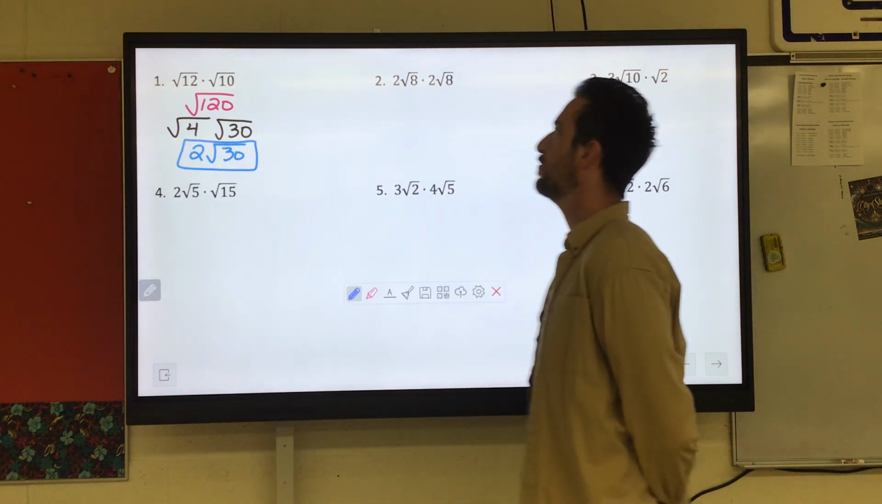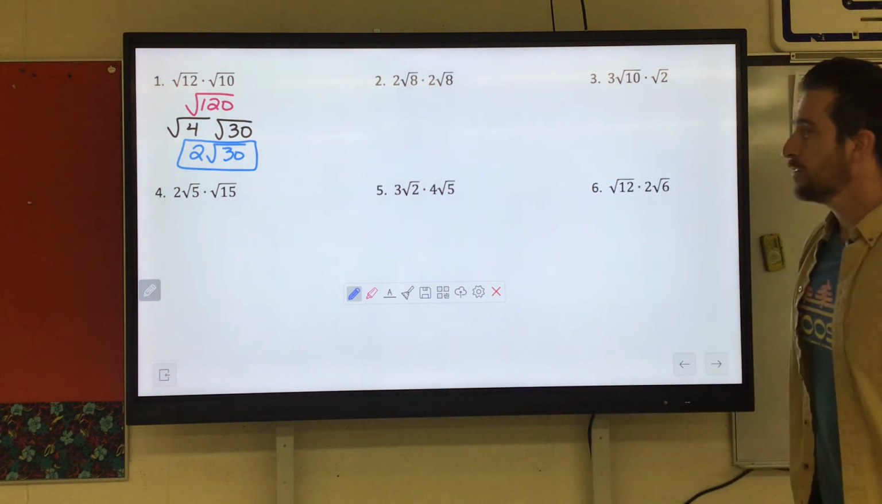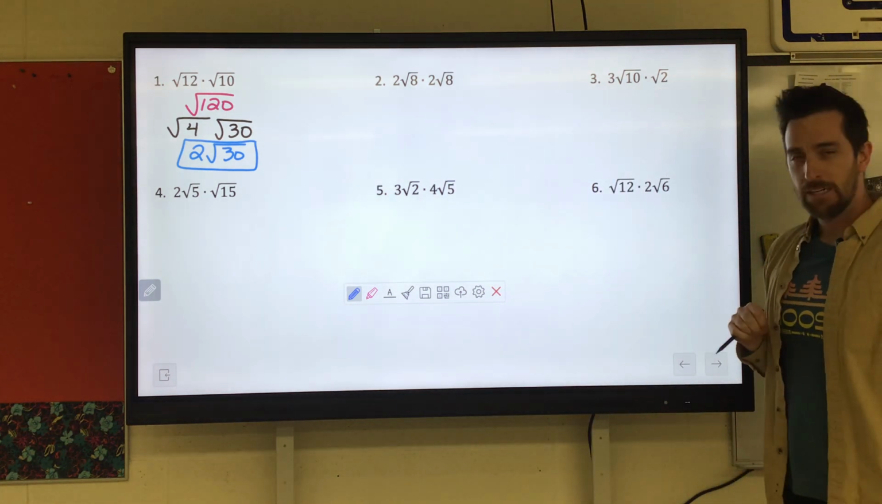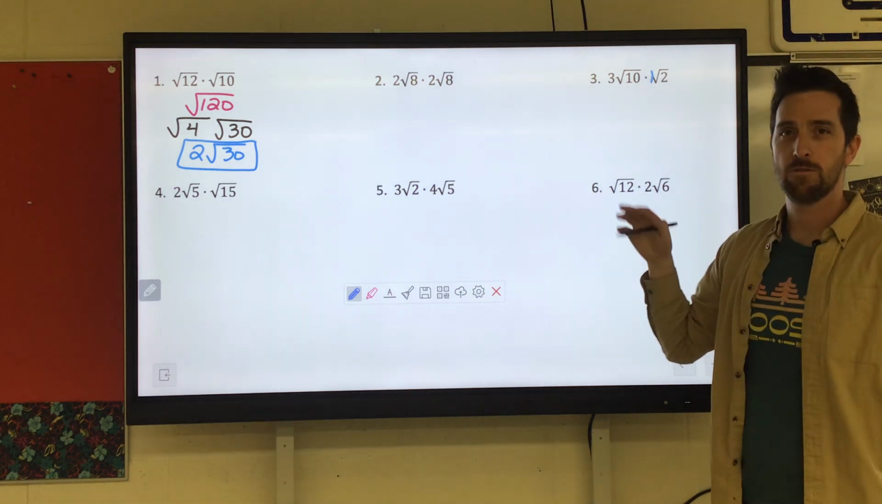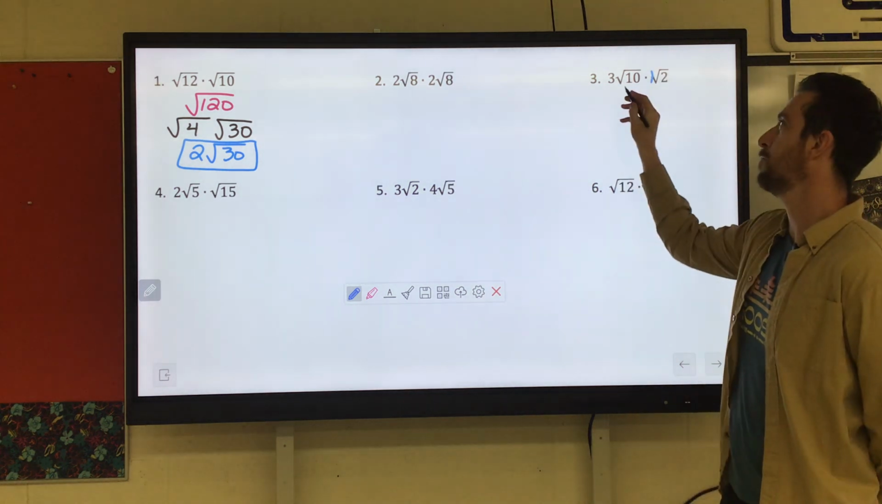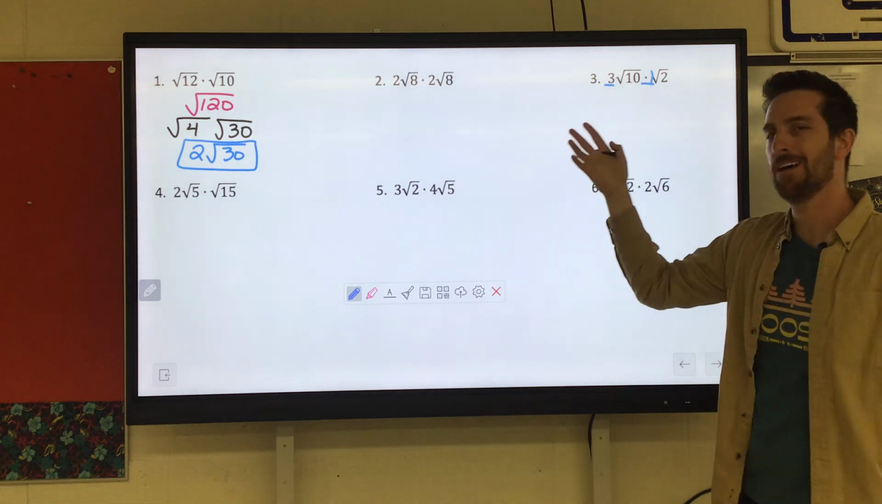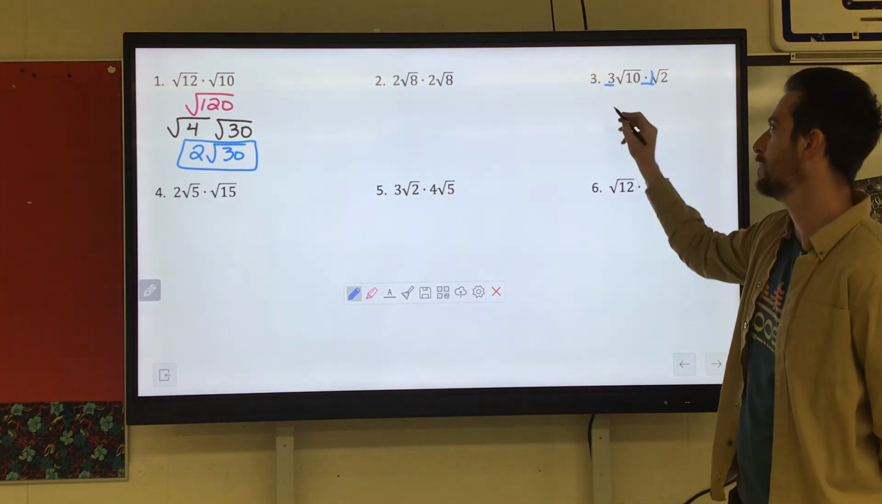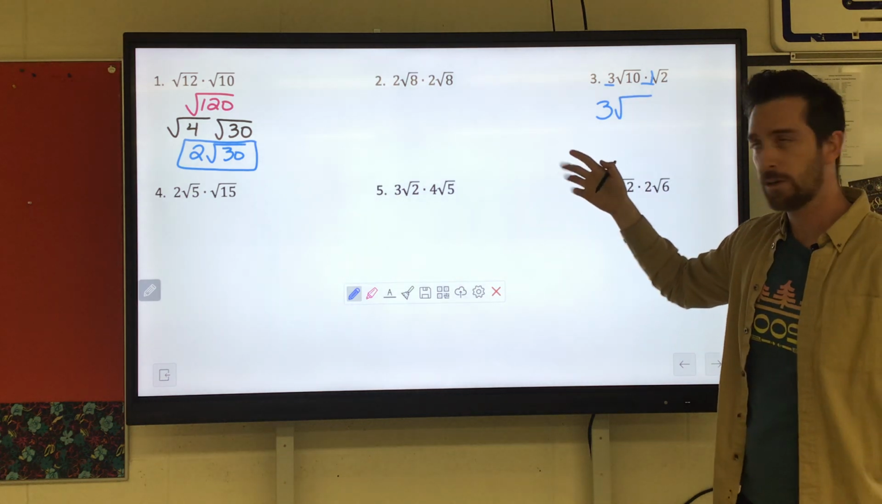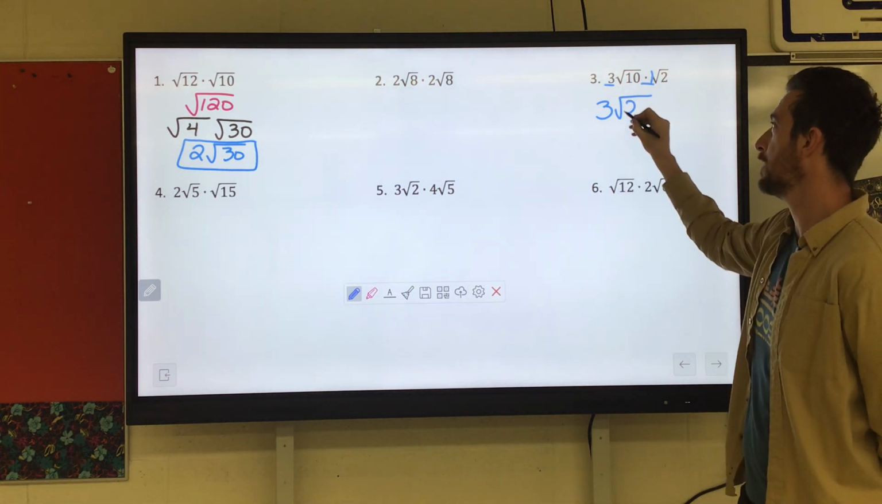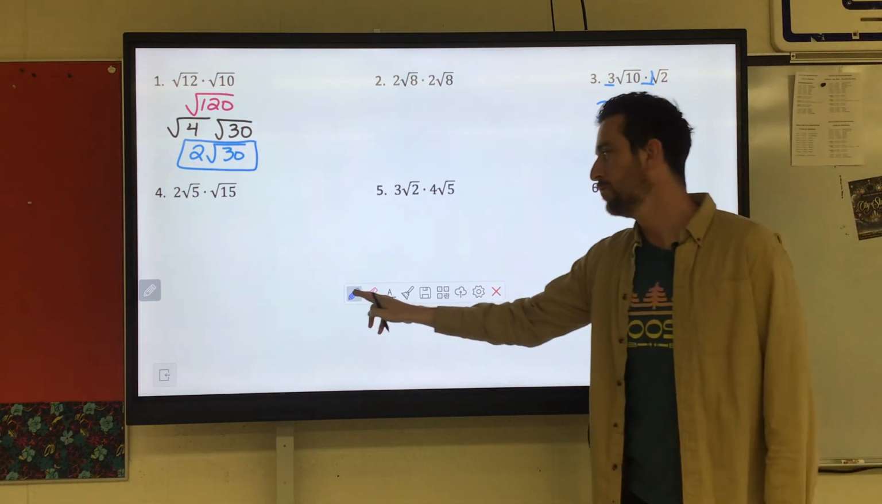Yay! 2 root 30. If you look at number 3, we have 3 root 10 times root 2. If it helps, you can think of that as 1 root 2. So remember what we've been saying is you can multiply the numbers outside the radical, just like normal. 3 times 1 is 3. And then the numbers inside the radical, you can multiply those too. 10 times 2 is 20. So we got 3 root 20.